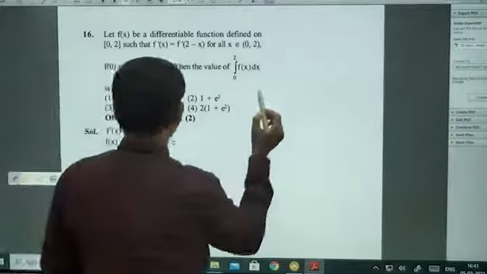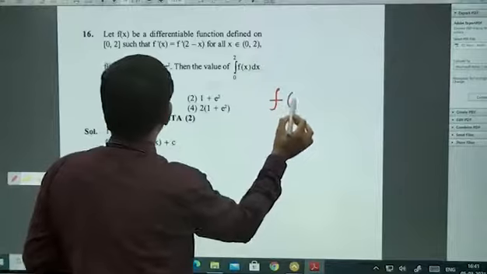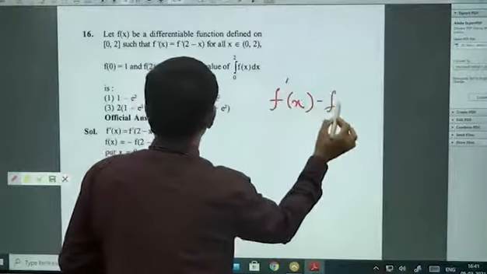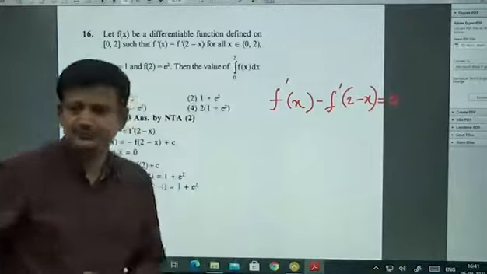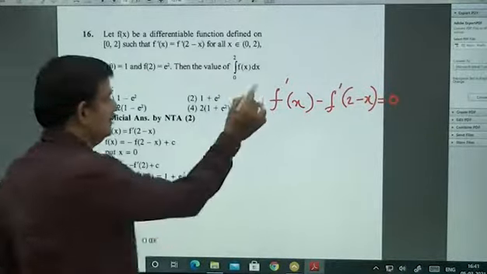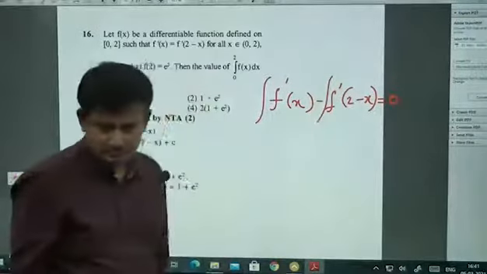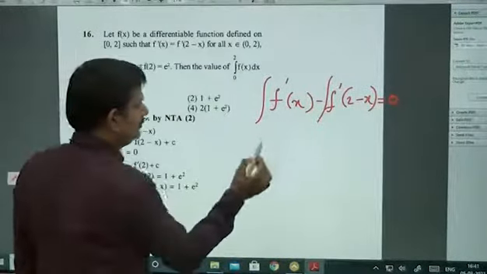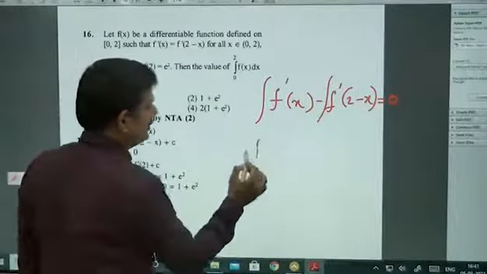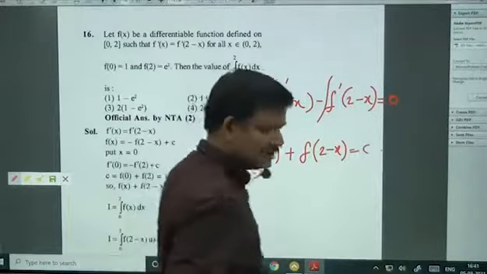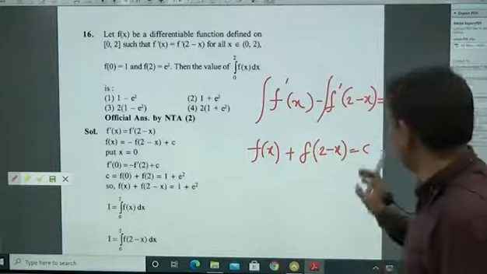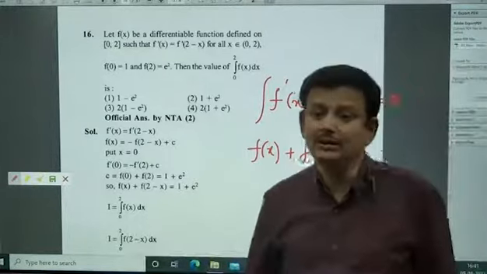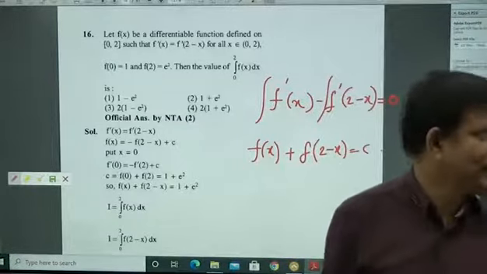What you have to do is, f dash x minus f dash 2 minus x is equal to 0. Integrate it on both sides. So what will you get? F of x plus f of 2 minus x is equal to c, the integration constant. Is there any information given to find c? Yes, f of 0 is 1, f of 2 is e square or something.